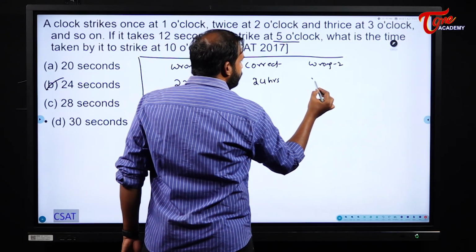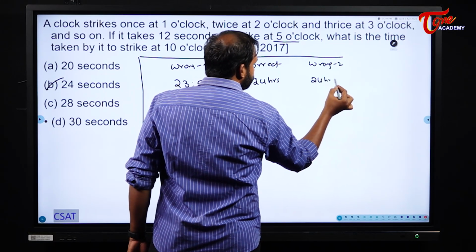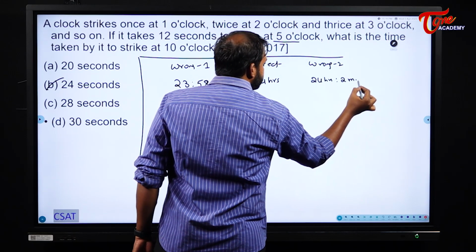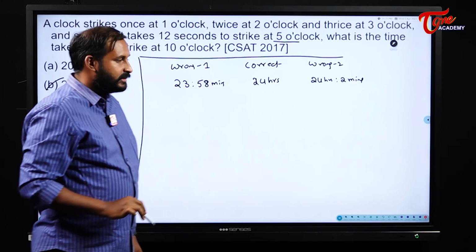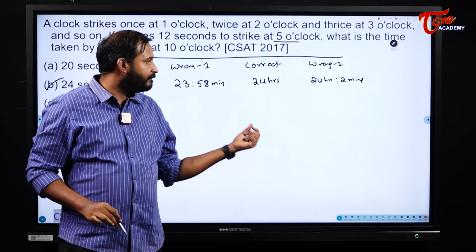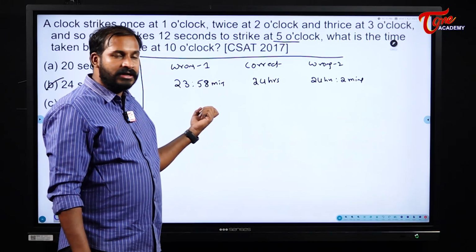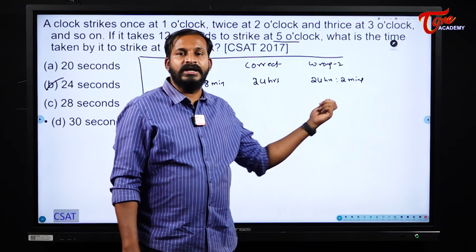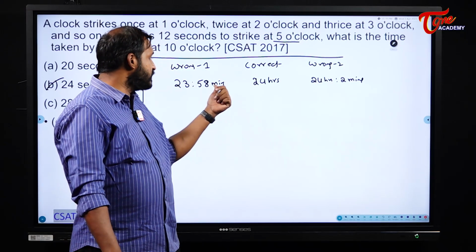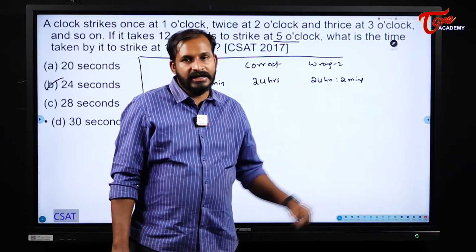Okay, good. When it comes to my other wrong clock, it will show what time? 24 hours, 2 minutes. Why? Because it is gaining 2 minutes. When I compare with my correct clock, wrong clock 1 will show 23 hours 58 minutes, and wrong clock 2 will show 24 hours 2 minutes. Why? Because this is losing 2 minutes and this is gaining 2 minutes.